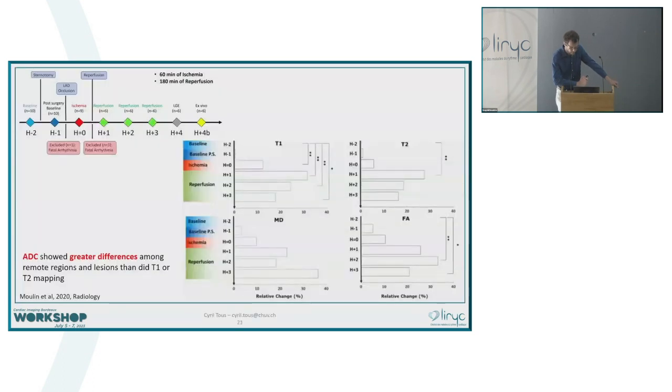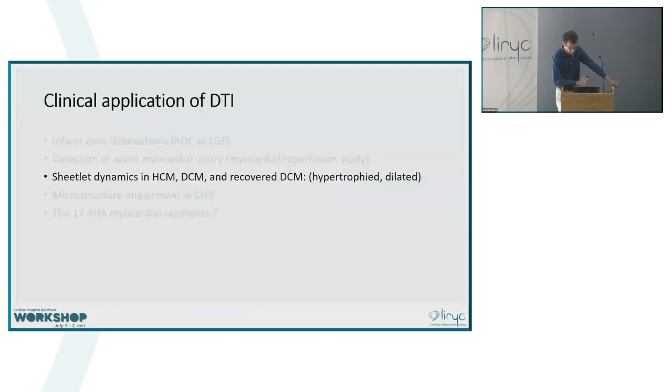In another study, they occlude some arteries and then they reperfuse, and then they compare T1 and T2 maps with diffusion. When they quantify the reperfusion and assess the heart, they show greater differences using apparent diffusion coefficient, which is the mean diffusivity, compared to T1 and T2 maps.